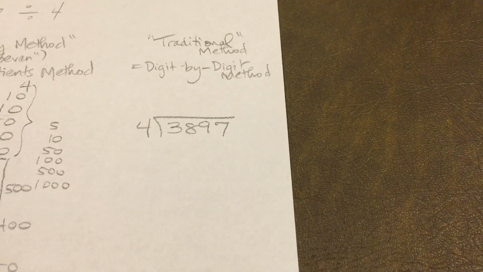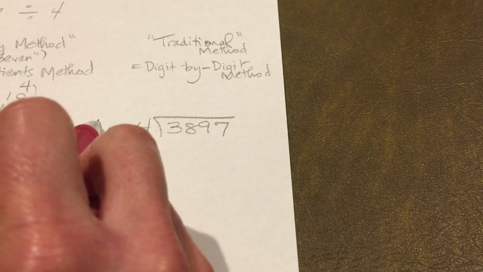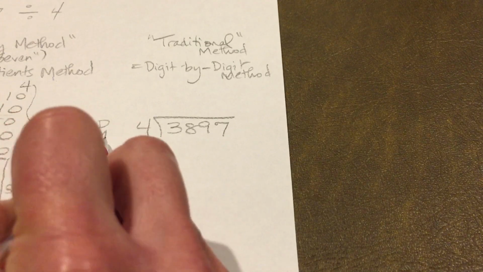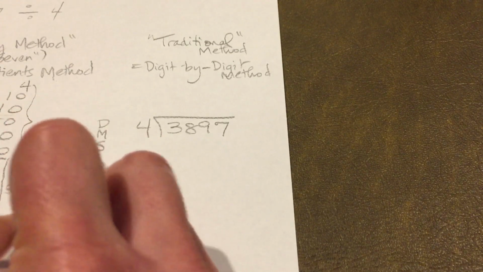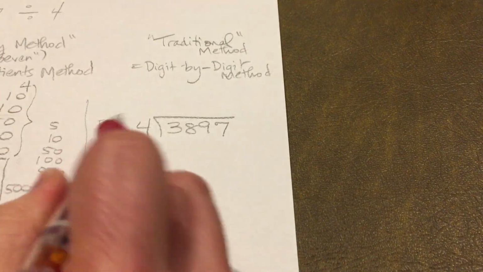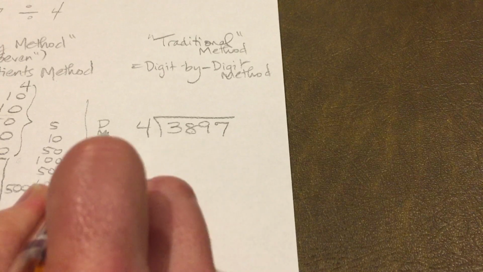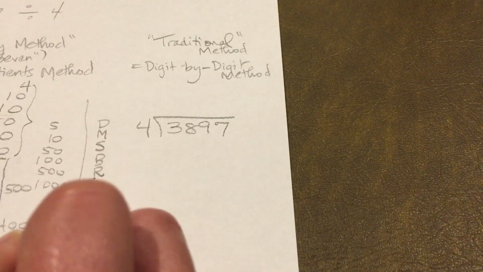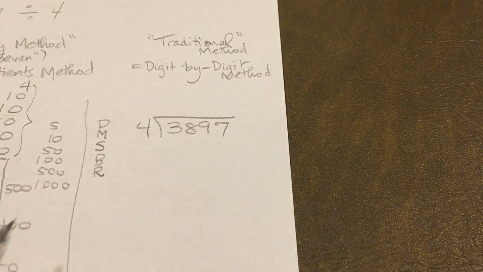We teach a fun little mnemonic to help kids remember: it's Dad, Mom, and we relate it to a family: Sister, Brother, and Rover. Think of it as a little family to remind them that first you divide, then you multiply, then you subtract, bring down, and repeat or have a remainder.